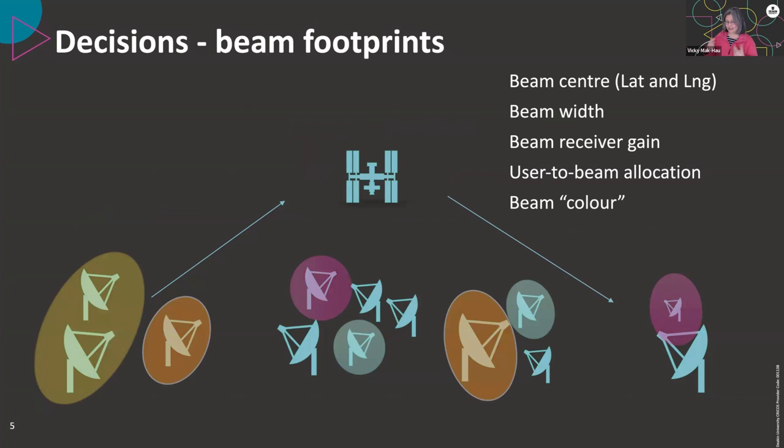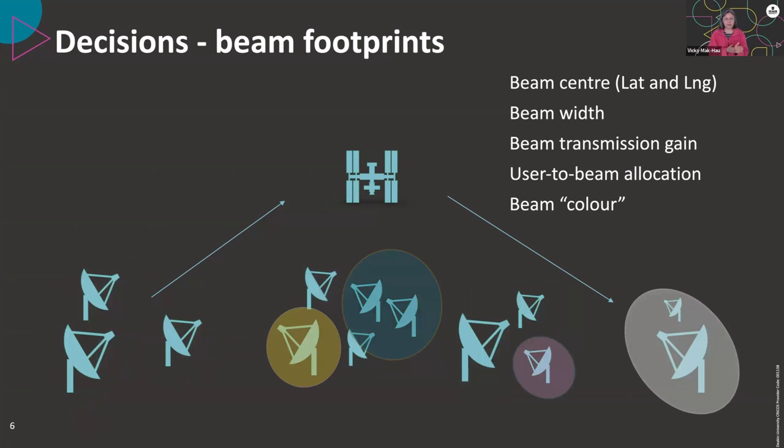That would be the lat and long of the center of the beam, so we can place the beam in a particular location, and also the width of the beam that you can adjust. So that's two decisions already. Then you can optimize the beam's receiver gain, and one of the hardest things is the user beam allocation. You can also determine the color of the beam. By color, we mean the frequency reuse. So this is a downlink beam footprint. I thought I'll just show you two different diagrams.